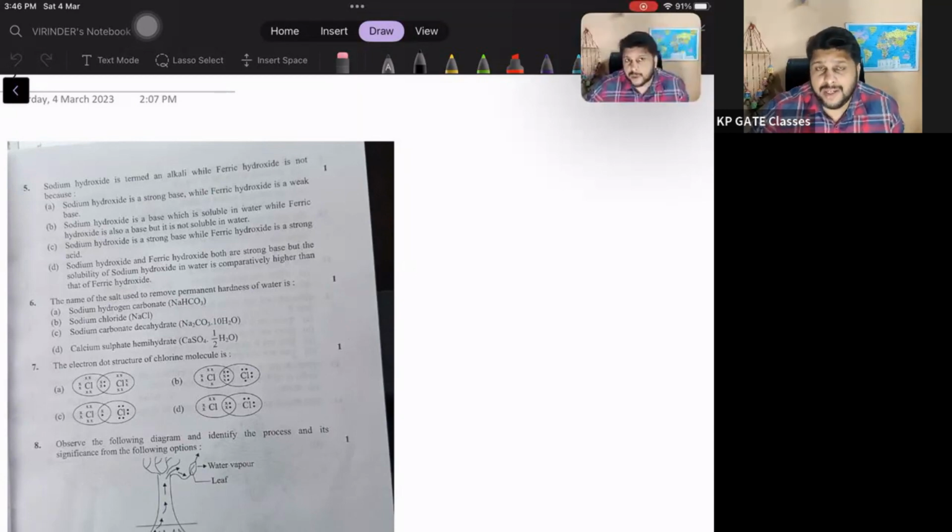Not soluble in water means it is insoluble in water, and we know that iron, when it is +3 valency, it is insoluble in water. So this will be your correct answer B. So let's read other options also. Sodium hydroxide is a strong base, while ferric oxide is a strong acid. No, ferric oxide is not a strong acid. Sodium hydroxide is also not a strong base because its pH varies between 6.5 to 8.